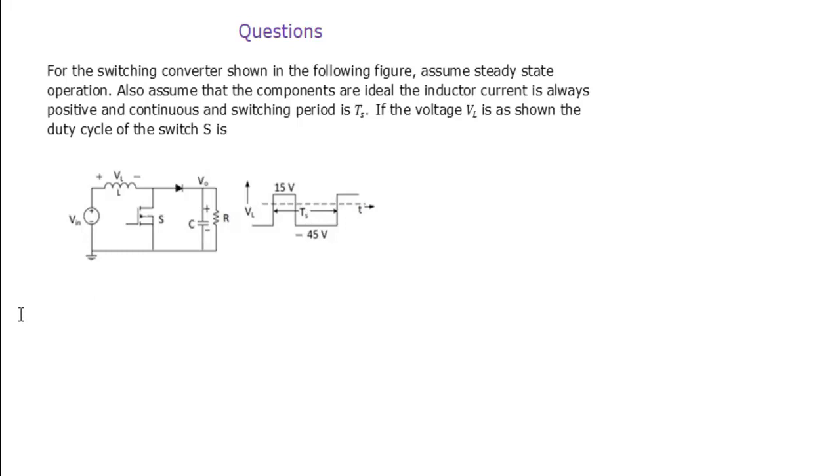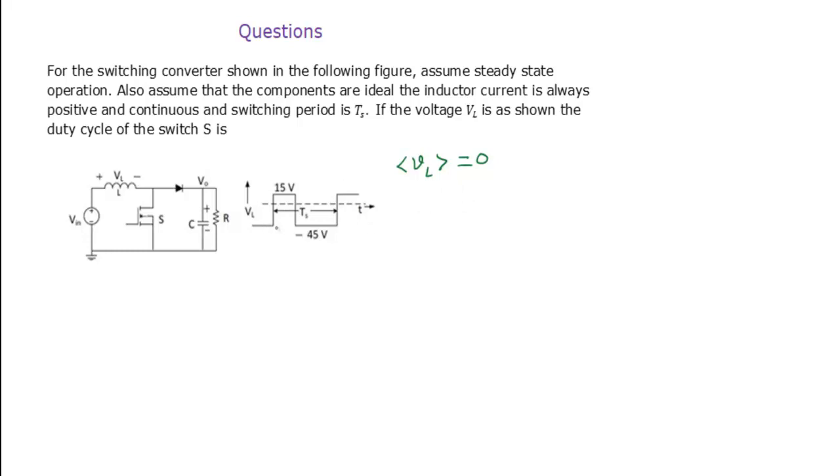Without knowing anything, we can calculate the duty ratio by using only one concept. What's the concept? We discussed it many times. It's nothing but that the average value of the inductor voltage is 0 for a periodic current. So the current will obviously be periodic, and then we can take the area under the curve divided by the time period.